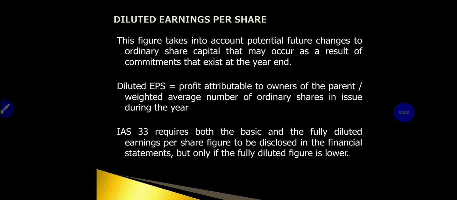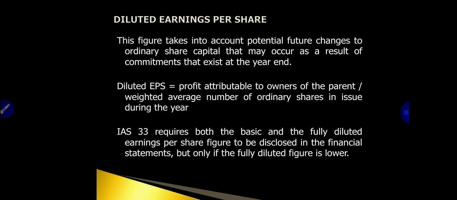Diluted earnings per share. Now, dilution will occur if the EPS is reduced as a consequence of potential ordinary shares becoming actual ordinary shares. Dilution means watering down or reduction in strength. Diluted earnings per share, of course, is calculated by adjusting the net profit due to continuing operations attributable to the ordinary shareholders and the weighted average number of shares outstanding for the effects of all dilutive potential ordinary shares.